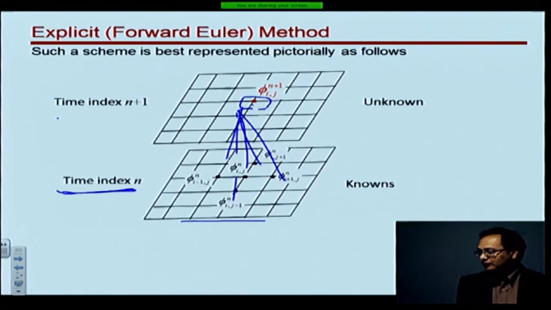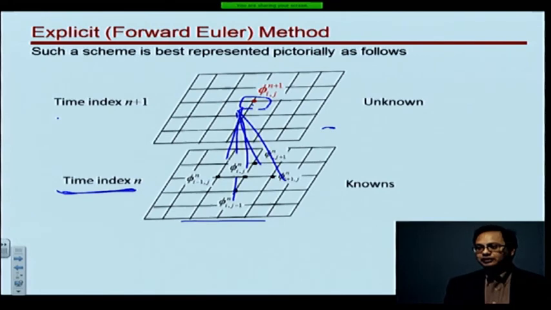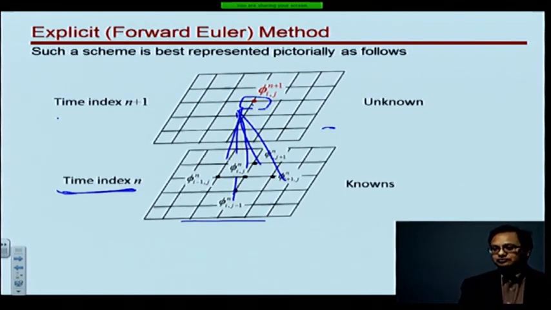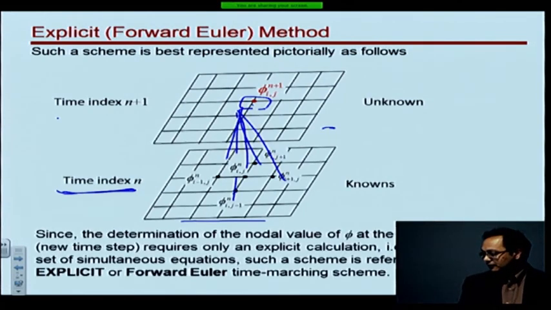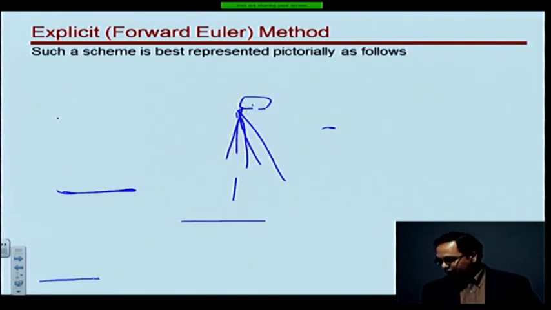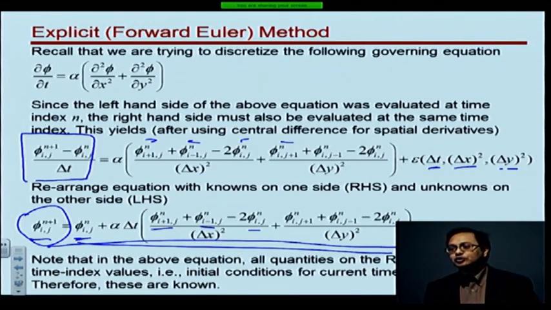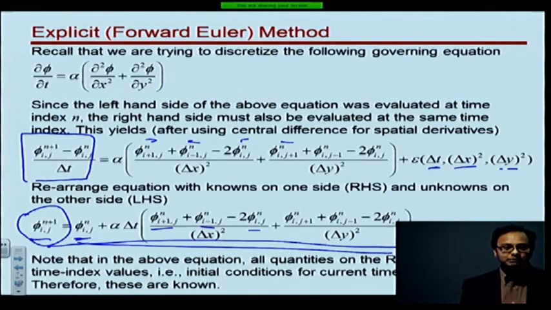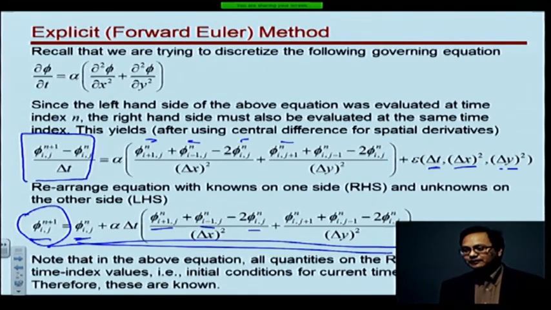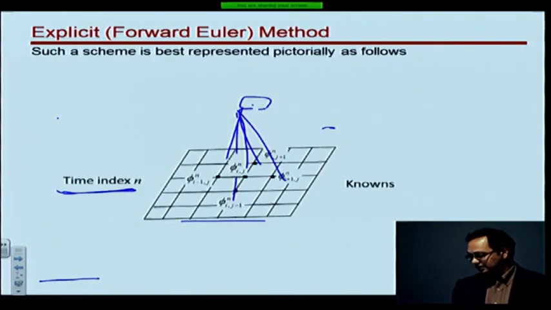Okay, but notice that it doesn't require any other value on this plane. It only requires old values. So that is why this method is known as an explicit method, because this formula is an explicit formula. You don't need any solution of simultaneous equations. It's kind of like the Jacobi method where everything was treated explicitly. So here on the right-hand side, everything is known, and that's why it's known as an explicit method.